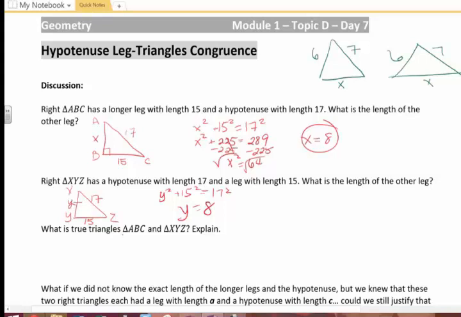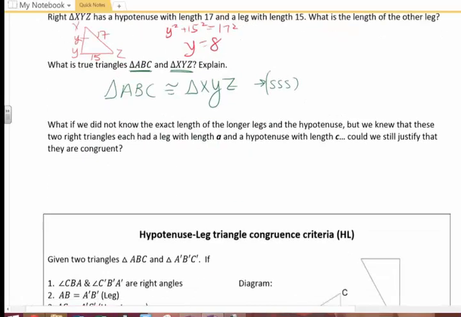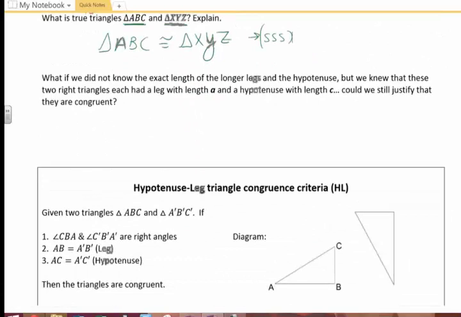So what's true about right triangles ABC and XYZ? Well, they're congruent, of course. And really, it's kind of sort of by side, side, side. But initially, I didn't have three sides. I only had two. So what if we did not know the exact length of the longer legs and the hypotenuse, but we knew that they had ones that were equal? So what if I had two right triangles, and I knew that this equals this, and that equals that, and I know that they're right triangles? Well, then the triangles are congruent because it lends itself to the Pythagorean theorem.